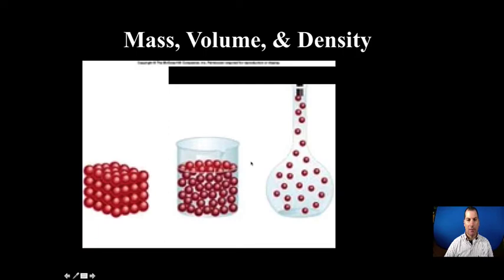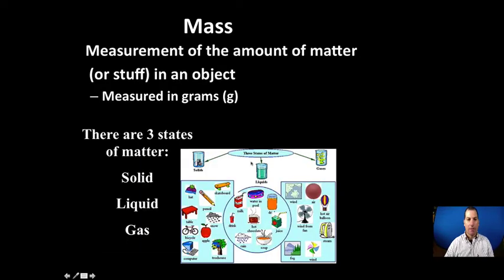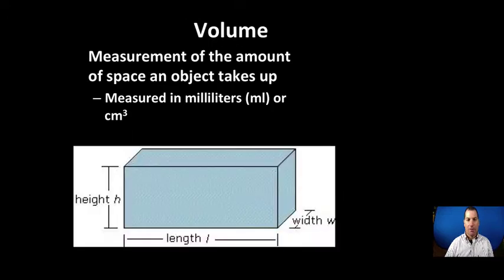Let's get started. Mass, as you probably remember, is the amount of matter or stuff in an object. It's measured in grams. We'll take a look at this and always remember the amount of stuff. Volume, on the other hand, is the measurement of the amount of space an object takes up. We're going to be measuring volume in milliliters for liquids or cubic centimeters as the example below shows. You can measure the height, length, and width in centimeters, and centimeter times centimeter times centimeter is cubic centimeter.